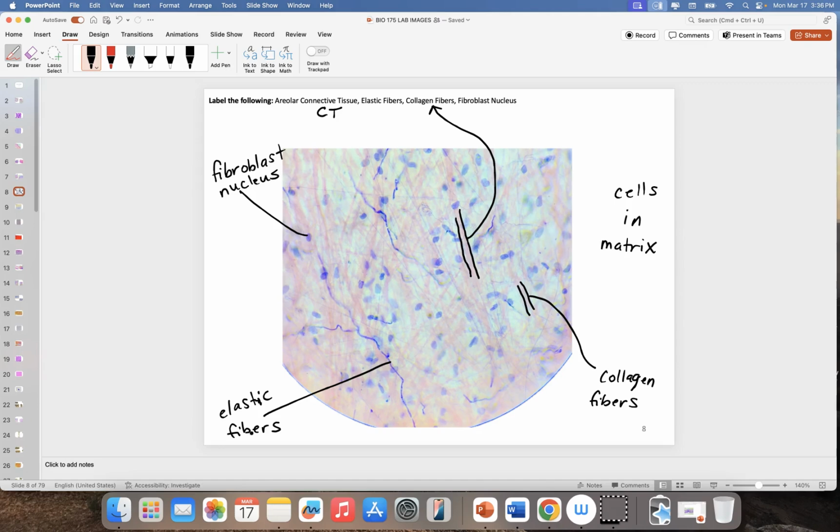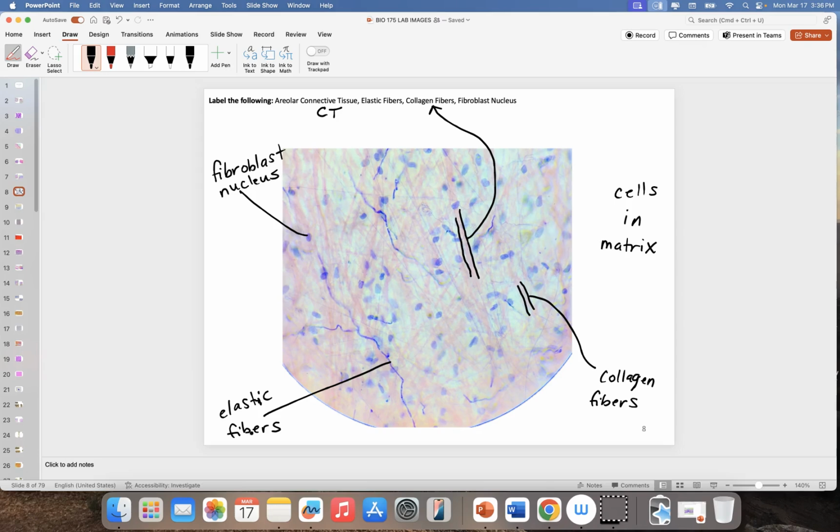This areolar connective tissue is going to be found in some different places in the body. We will see it used as a filler in the body, so it fills spaces between organs. It connects epithelial tissue to deeper tissues. Remember, connect and protect are the connective tissue proper, and this is that classification of tissue.